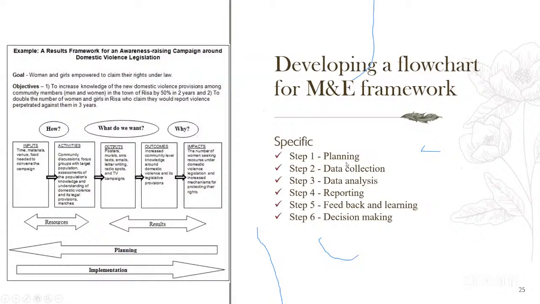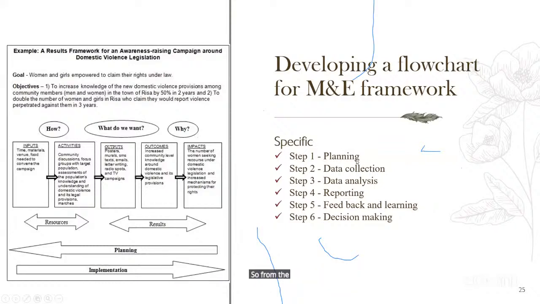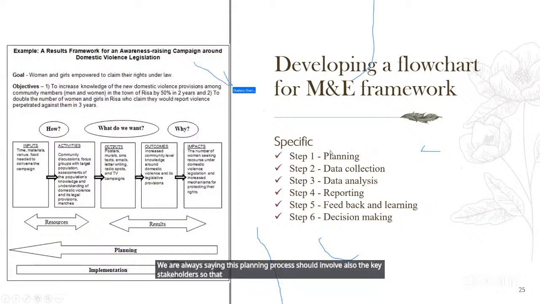Okay, so on the planning processes, you can actually see that there are these key things that you really have to take into consideration. So from the planning process, and remember, we are always saying this planning process should involve also the key stakeholders so that they are with you from the start. Then we go on to the data collection. That is the second step.